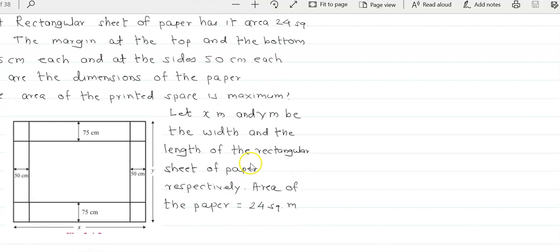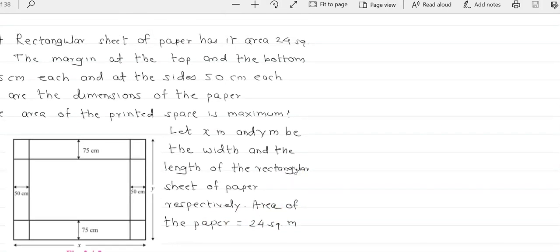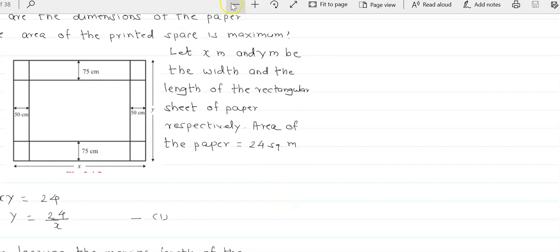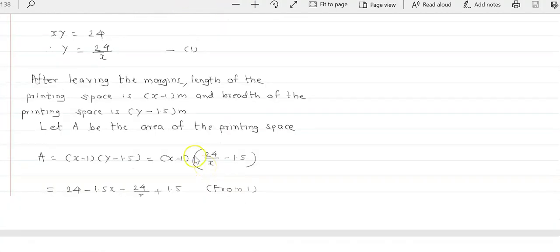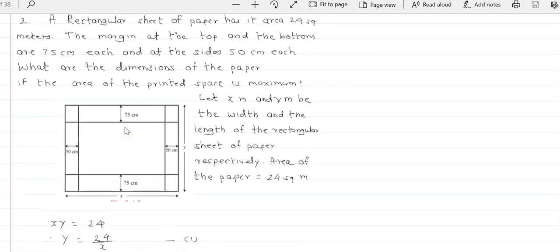Now see this here. Let x meter and y meter be the width and the length of the rectangle, this is the length and this is the width respectively. Its area is 24 square meters. Now in this case, x into y is equal to 24 and y is equal to 24 upon x. I have given that area.